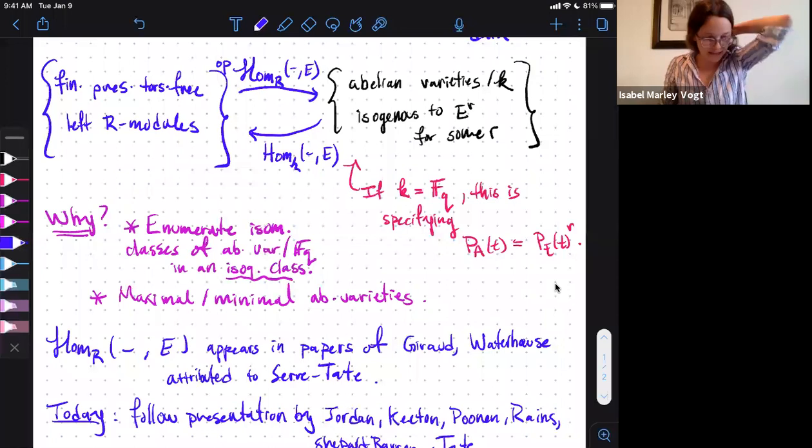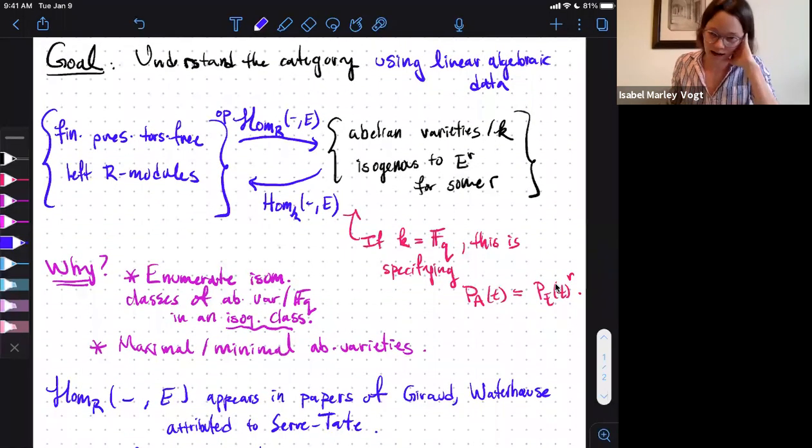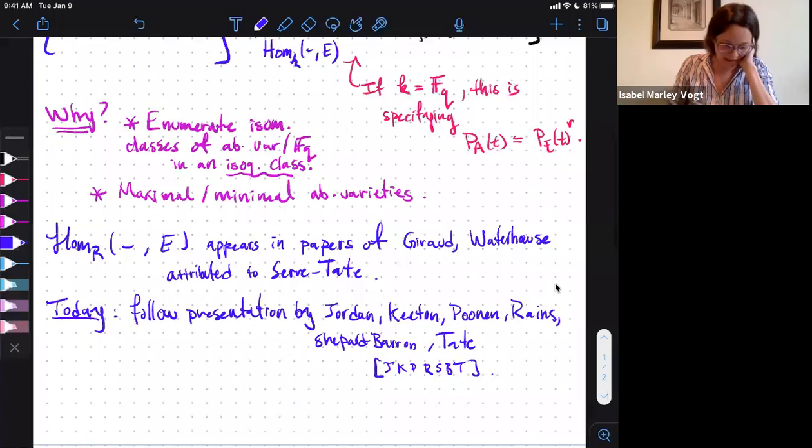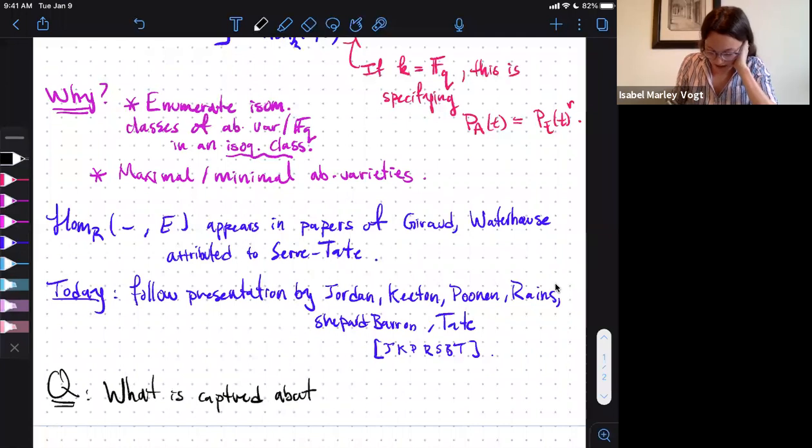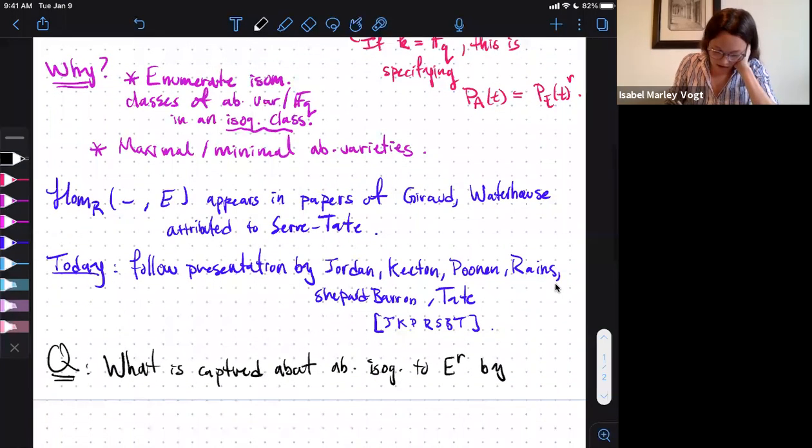Okay, so if you see this goal that we have for ourselves, understand this category using linear algebraic data, it's very natural to ask what sort of data is captured by this functor, what's captured by linear algebra. So our main question is going to be what is captured about this category that we care about, abelian varieties isogenous to E to the r, by Hom R into E.